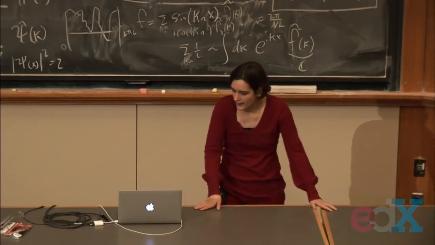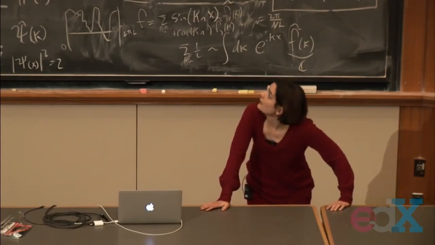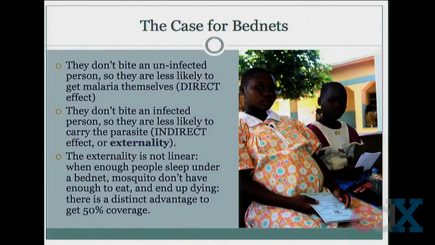And one thing that Noam said which was important is that there are two effects of sleeping under a bed net. If you don't already have malaria, you're less likely to catch it because the mosquitoes can't bite you. So this is a direct benefit that benefits you. So when making the decision to buy or not buy a bed net, or to use the bed net or not, you are going to take this direct benefit into account, right?